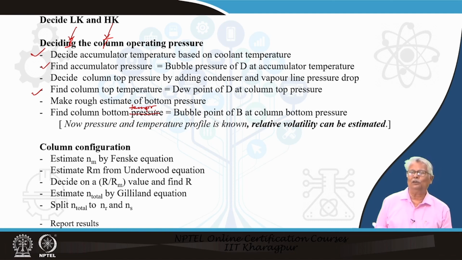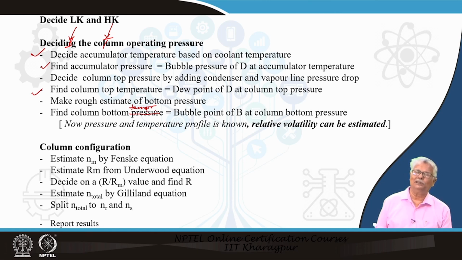So, what we know now is basically the entire column profile of temperature and pressure. We know the relative volatility at the top and the bottom condition. We can use the design relative volatility estimate as the geometric mean of the column top and the column bottom relative volatilities between the light key and the heavy key. Obviously, once we have configured our column, the steps are simple.